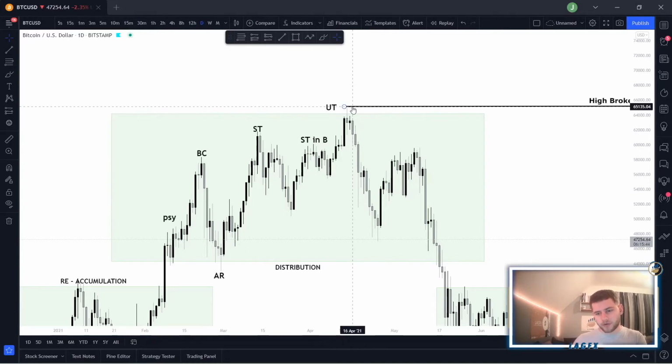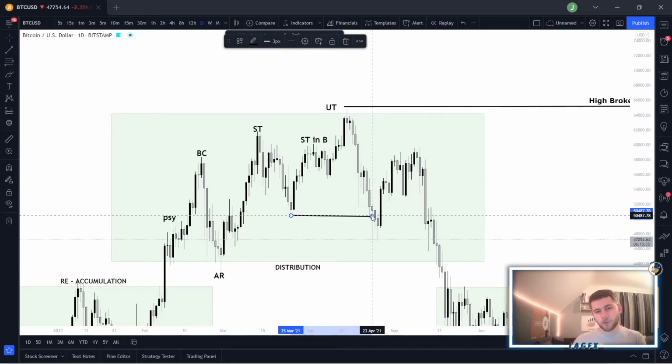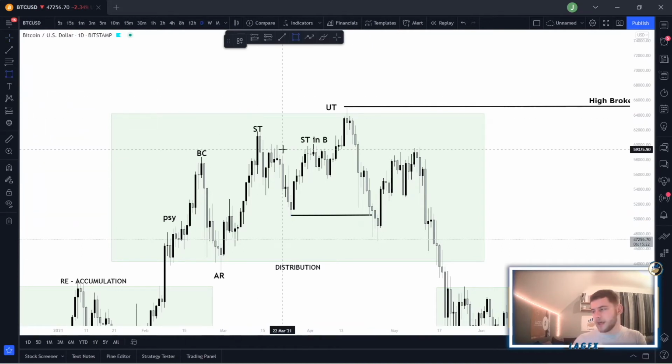Straight after the up thrust, it's very nice to see price break the previous low in the market, evident by this break of structure. This is a great sign of weakness and a great sign that we are now ready to begin the downtrend. So after we've broken that structure, we then want to look for sells. We want to hope that this high is held.